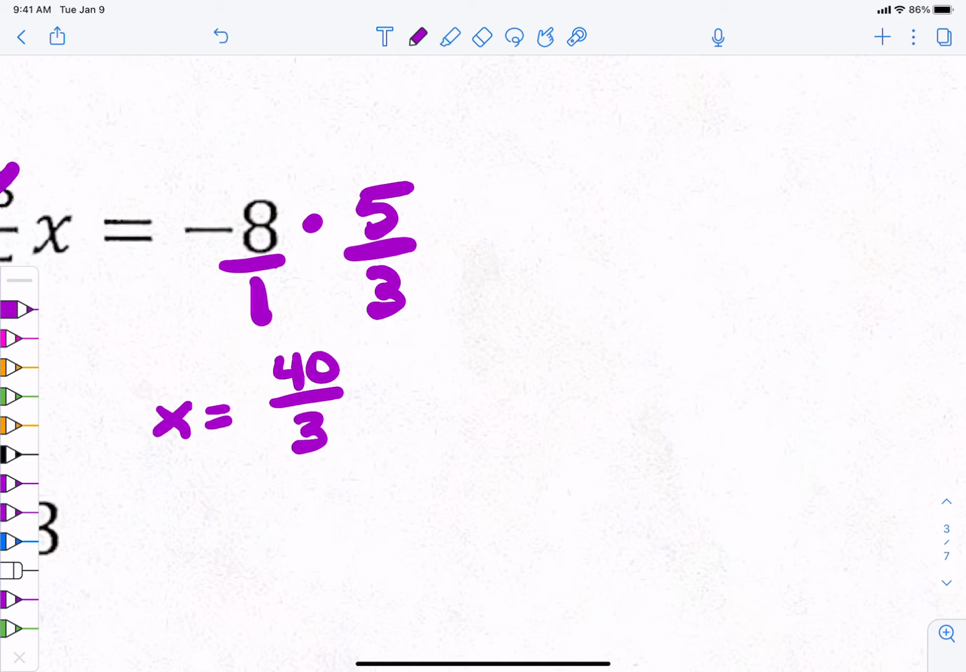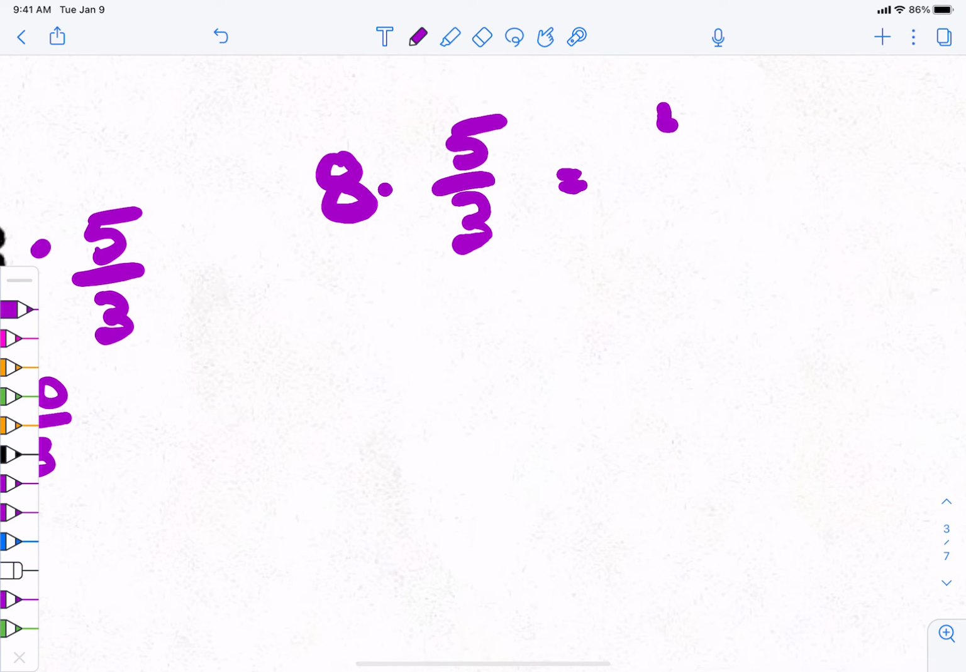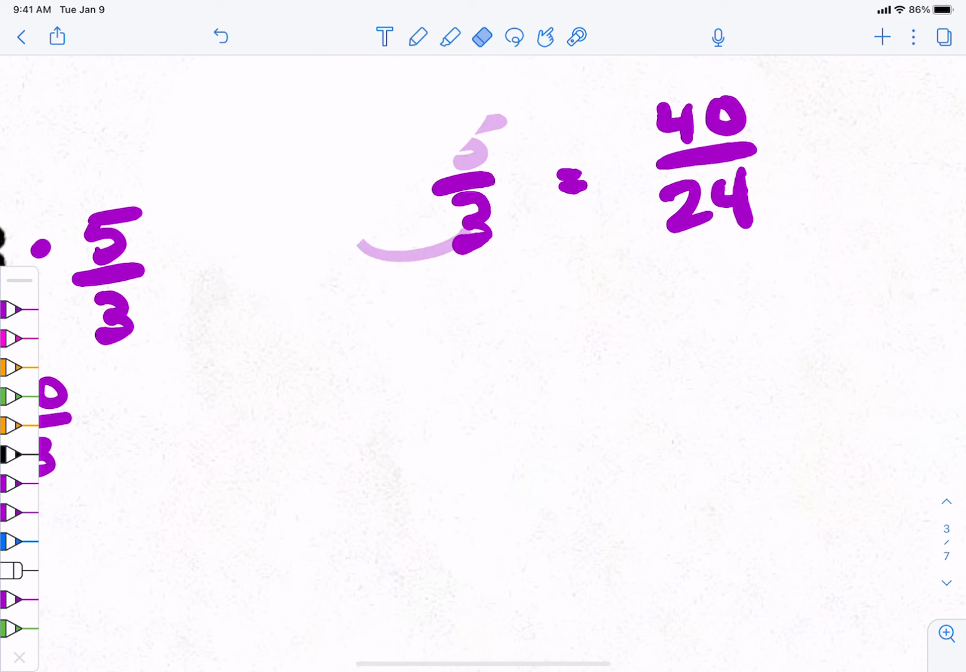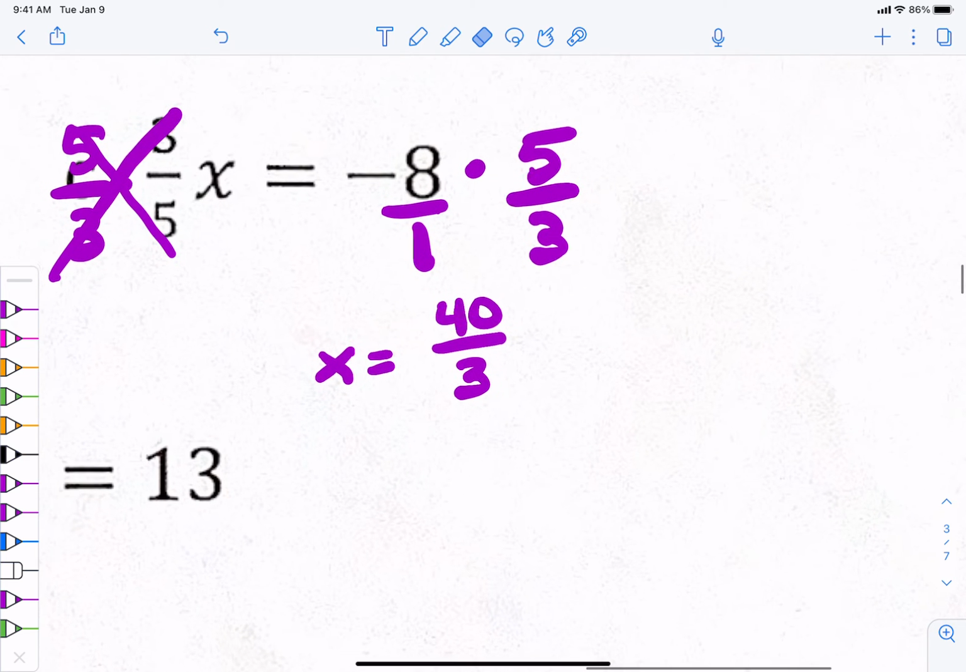Now, if you forget to put that 8 over 1 and you just do 8 times 5/3, I cannot tell you how many times I've seen this: 40 over 24, because what did they do? Multiply 8 by both parts. That would be taking it times 8 over 8, which is really like taking it times 1, which is not what you're doing, right? You're taking it times 8 over 1. So don't do that. You're only multiplying it by the top.